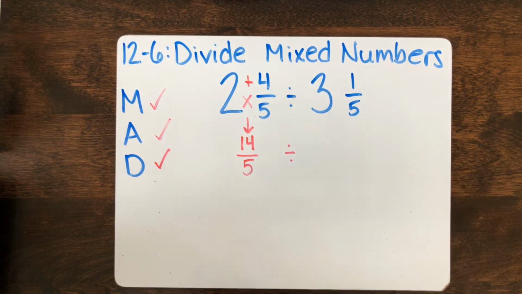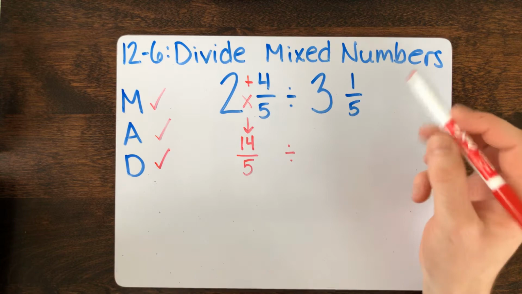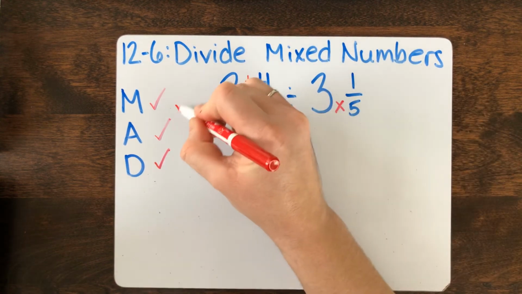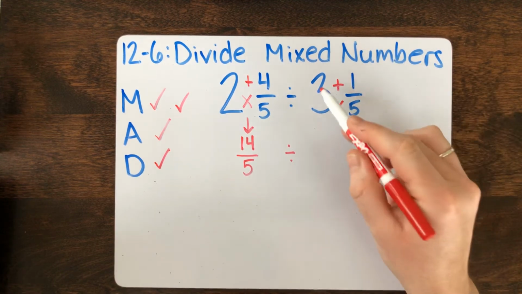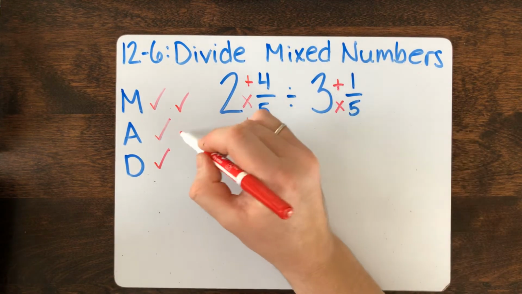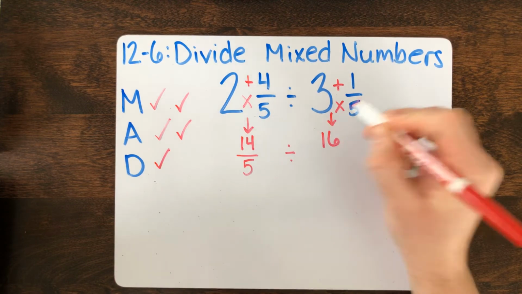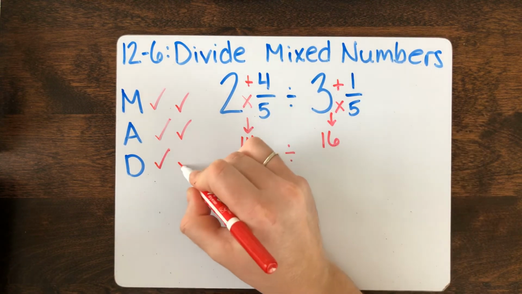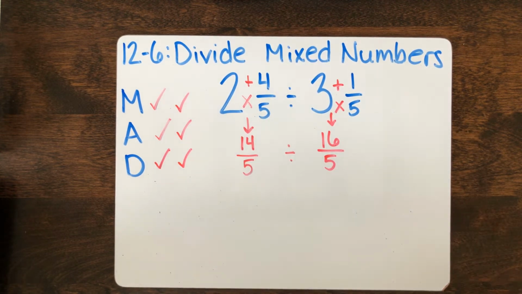Same thing with the next one. Multiply the denominator times the whole number. So we get 15, that's the first step. Add 15 to the numerator. That's the second step, and we get 16. And then the denominator, which is 5, that's the third step, stays the same. So now we have our keep, change, flip problem.